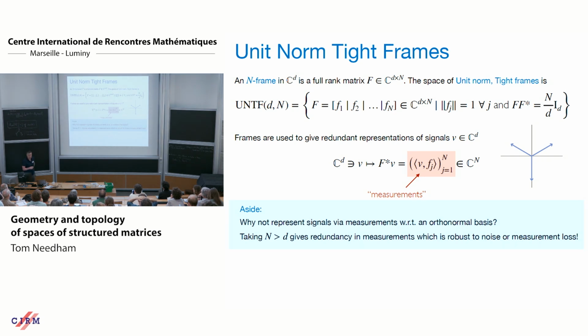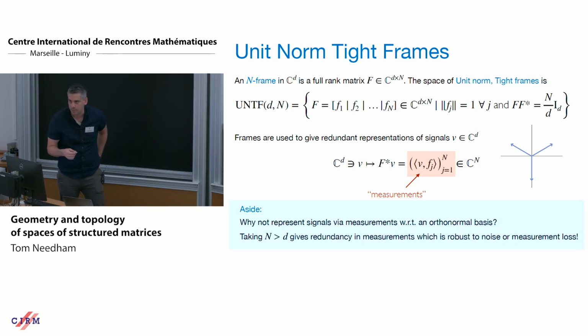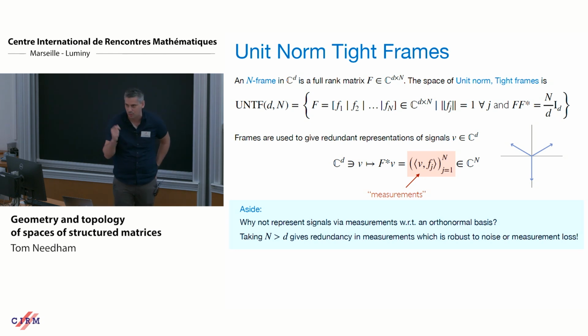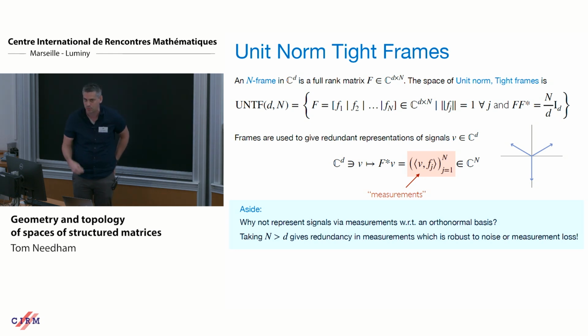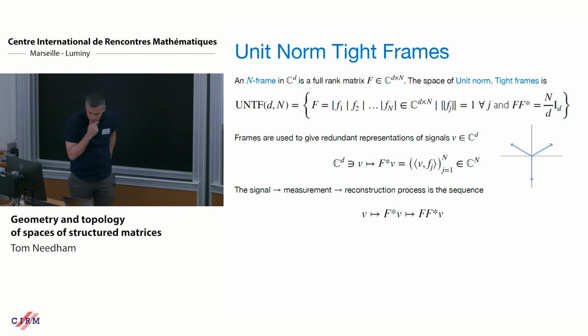In the transmission process, you can lose measurements, right? And if you only took d measurements and you lose one, then you're screwed. So you can't reconstruct the signal on the receiving end. Also, measurements are noisy, so taking these redundant extra measurements kind of averages out the noise, basically. So that's why people use frames.